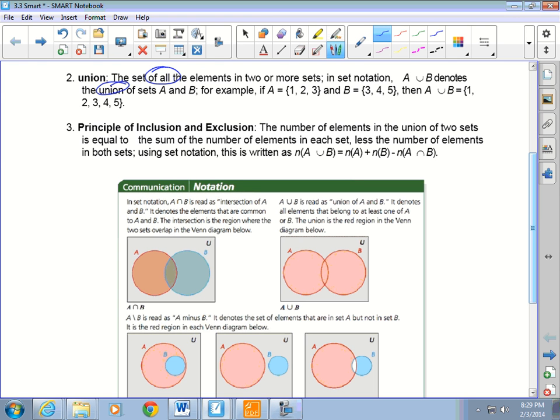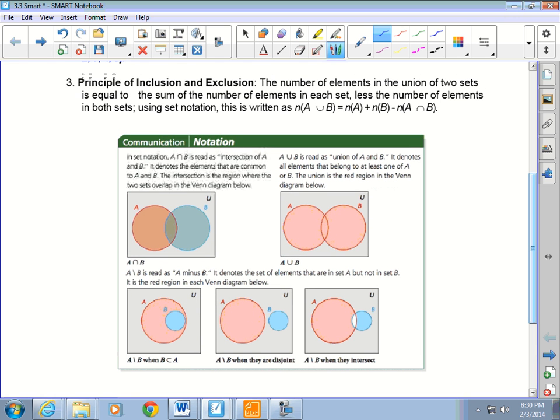In set notation, A intersect B reads as the intersection of A and B. It denotes the elements that are common in A and B. The intersection is the region where the two sets overlap in the Venn diagram. The union of A and B denotes all elements that belong to at least one of A or B. The union is the red region in the Venn diagram, so it's everything.